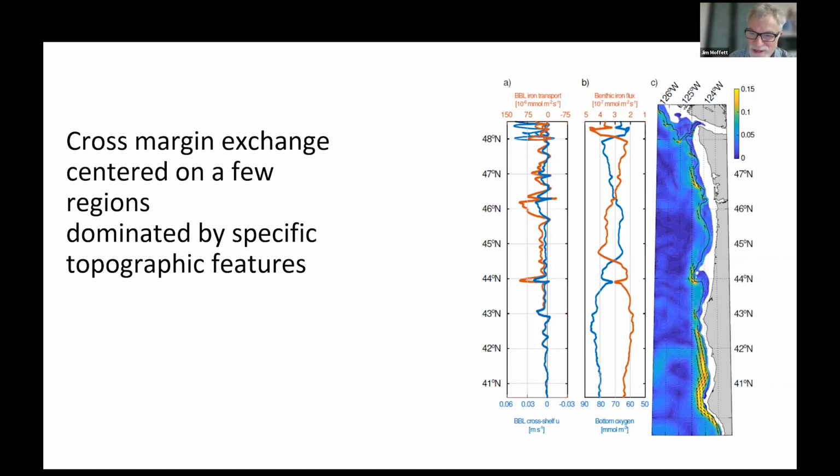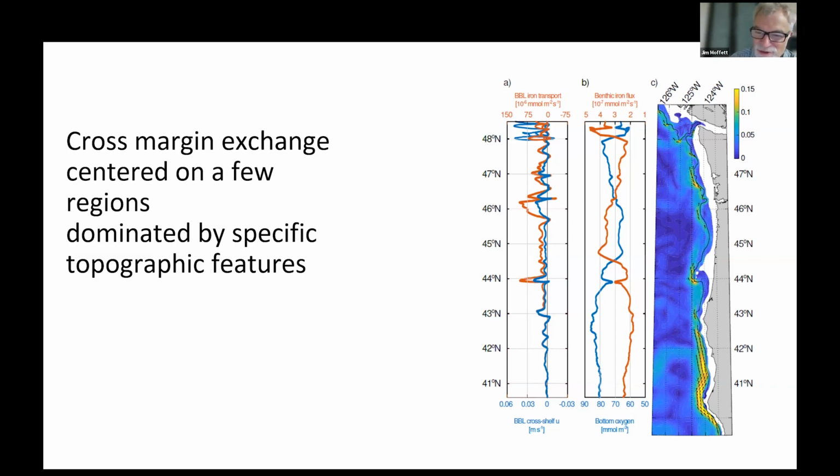What's remarkable, if you look at panel A and you look at the red line, the offshore transport of iron is defined by that red trace. And what you can see in On's simulation here is that most of the iron transport off Oregon that we think contributes to that big plume in the data that I showed you previously comes out through a few places, sort of choke points, if you will.